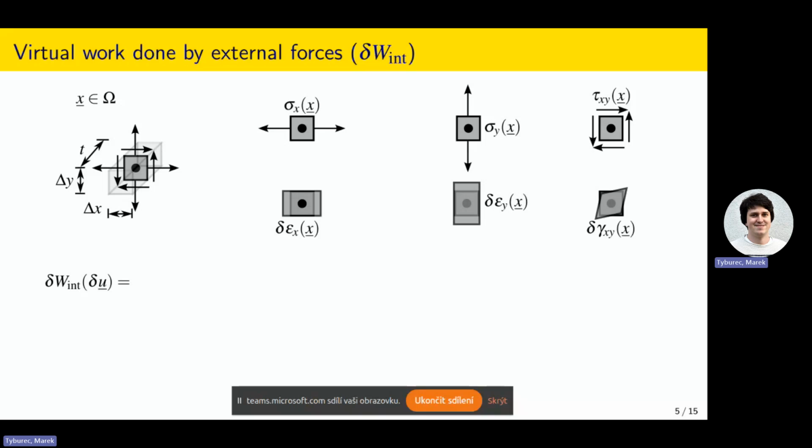Then the third part will be the shear. For that, you can write down again a similar formula: tau x y of x, again delta x, delta y, t, and the virtual delta gamma x y of x on the line. Great.